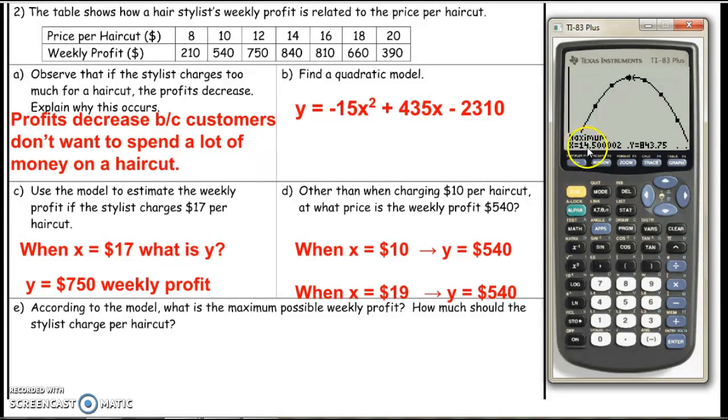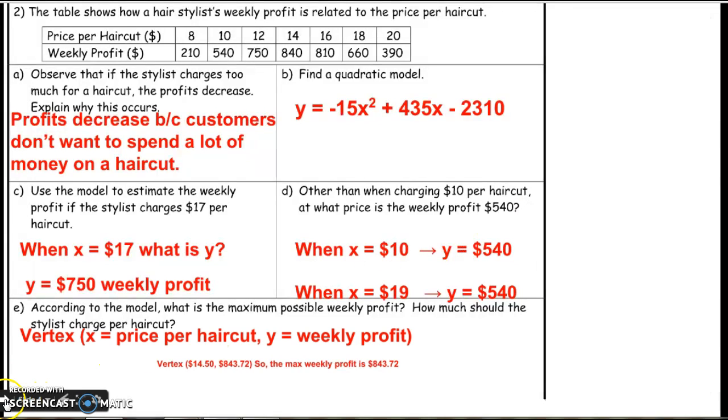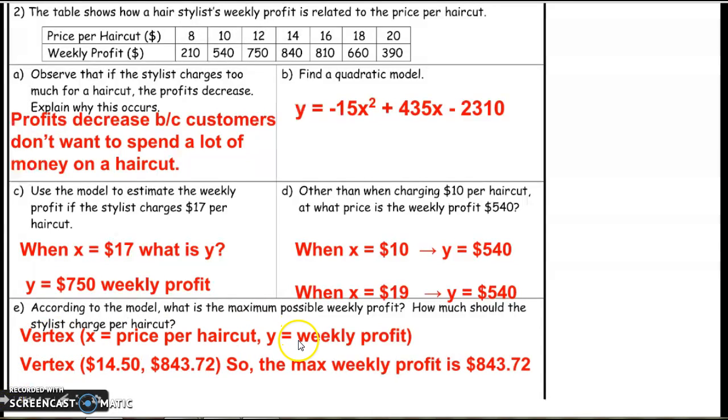So when the haircut is $14.50, the maximum weekly profit for this hairstylist is $843.75. So the vertex is the price per haircut, y is the weekly profit. So the vertex is $14.50. We'll give her a max weekly profit of $843.75.